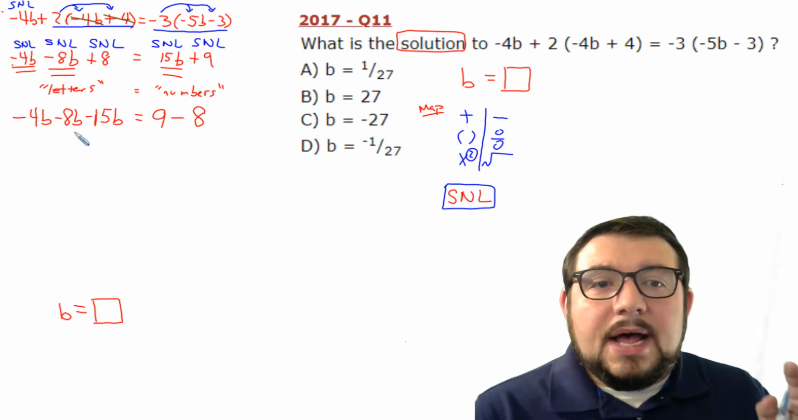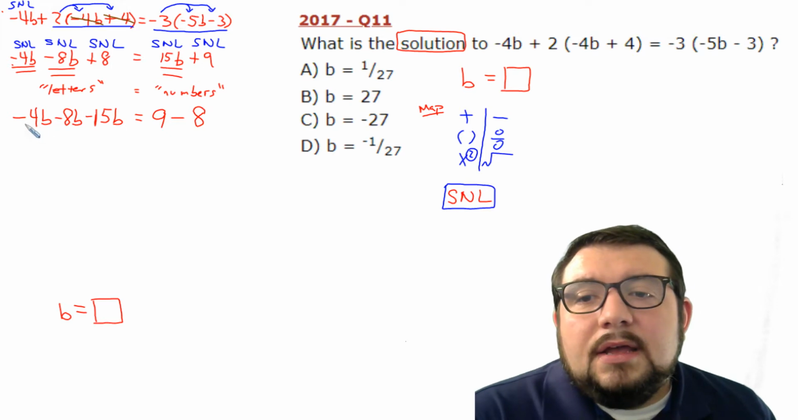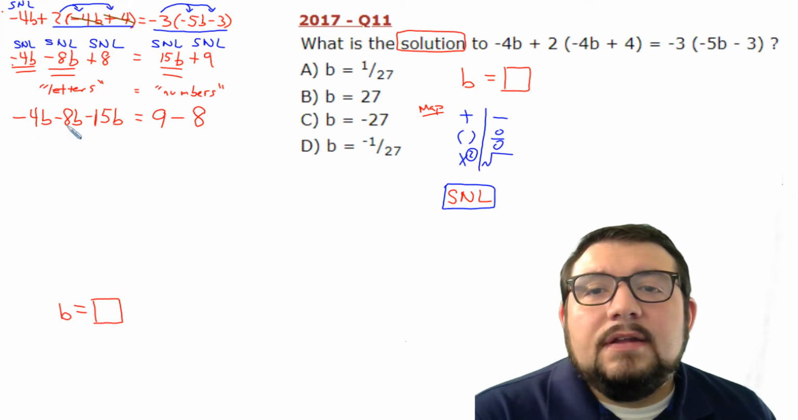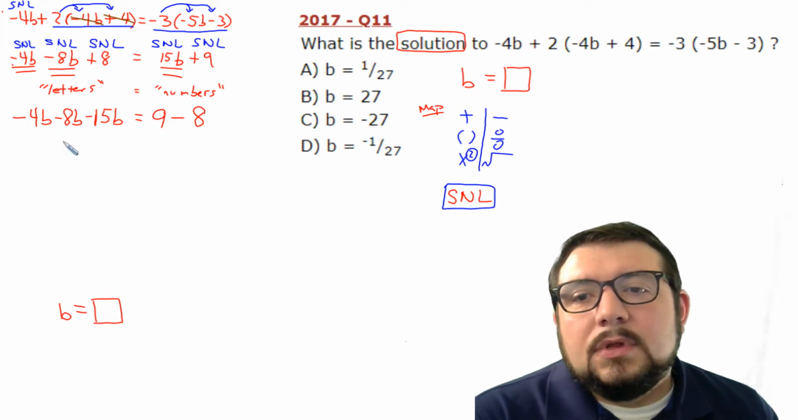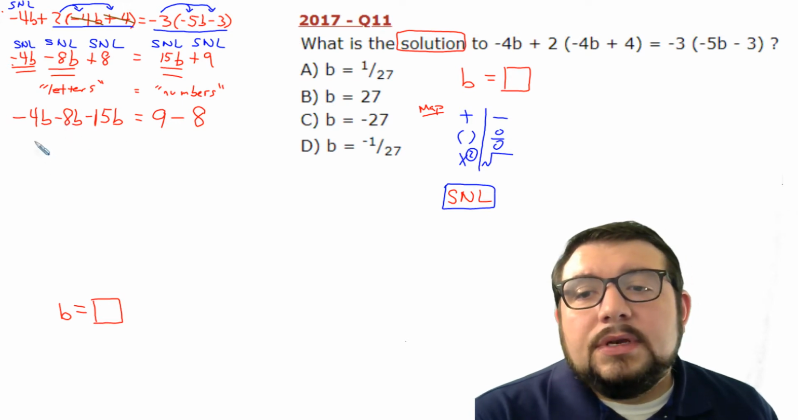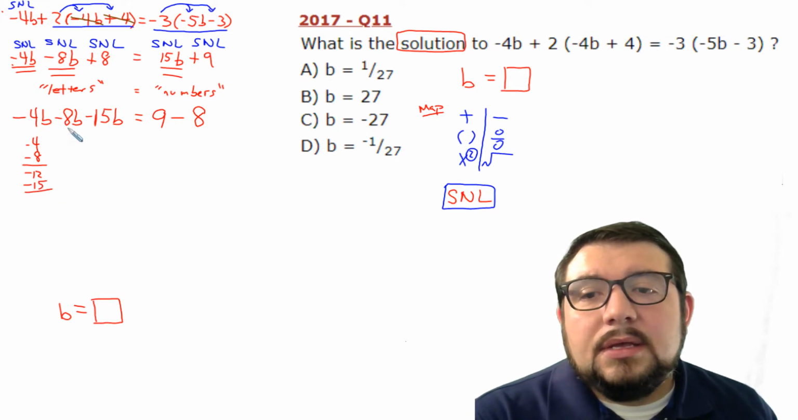Now I just need to combine all my B's and my numbers. So here I have -4, -8, -15. Well, -4 and -8 makes -12. If you owe 4 and you owe 8, you owe a total of 12. So -4 minus 8 makes -12. And then negative 12 minus 15 is going to make me negative 27. And that's my B.